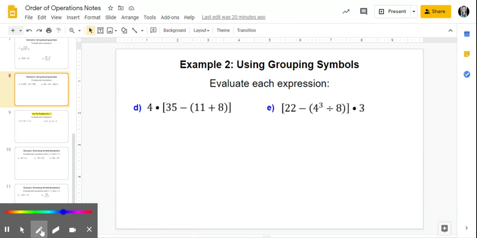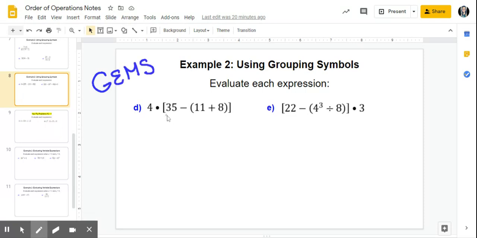2 more examples for you, and these ones are a little bit longer. So let's rewrite GEMS, and let's get to it. Problem D, looking for grouping symbols. This problem has 2 sets of grouping symbols. I have these brackets here, and I have these parentheses.